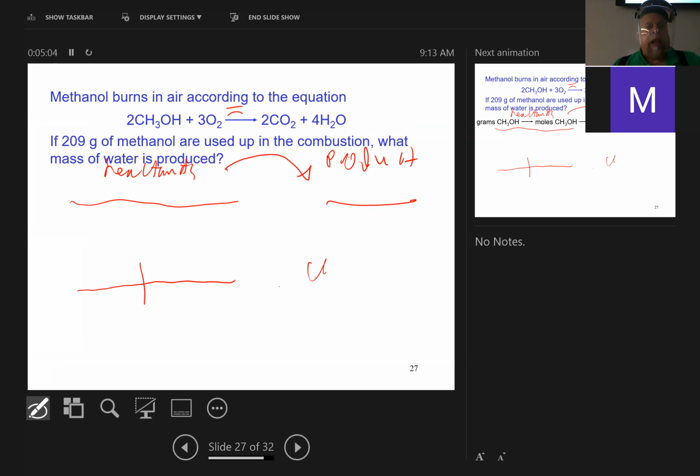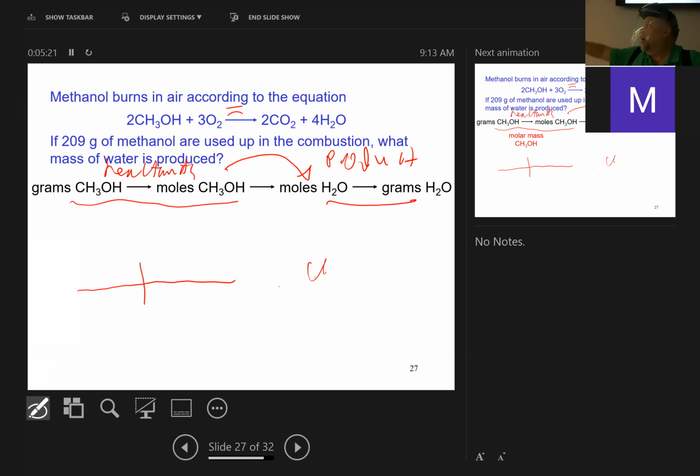Now, methanol burns in air according to the following equation. If 209 grams of methanol are used up in the combustion, what is the mass of the water produced? Okay, so we go to the first stage. Set up the diagram if you like. Set it up just like this on the page; write it out if you need to. Okay, you first balance the equation. This was already provided for you balanced. So the first thing you do is use the molar mass of the methanol. How would you determine that? Andy, how would you determine the molar mass of the methanol?